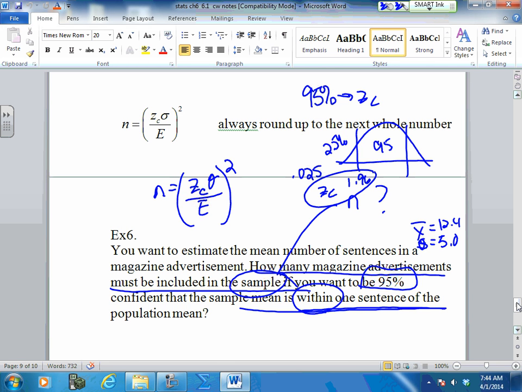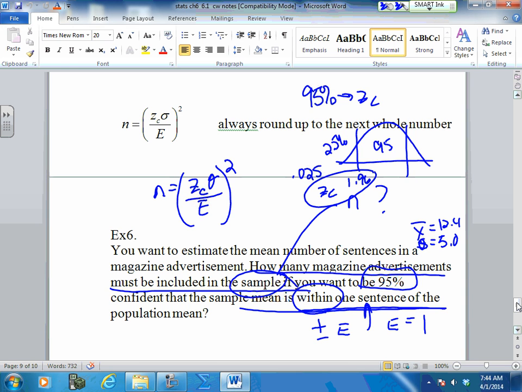Here is another piece of information. Within one sentence, this means plus or minus. This guy is your margin of error. Within one, either plus 1 or minus 1. That's how you locate your margin of error. Within one sentence, so your margin of error is 1.